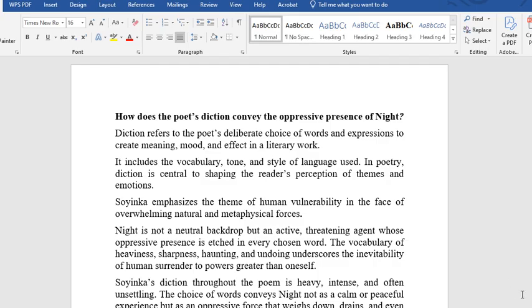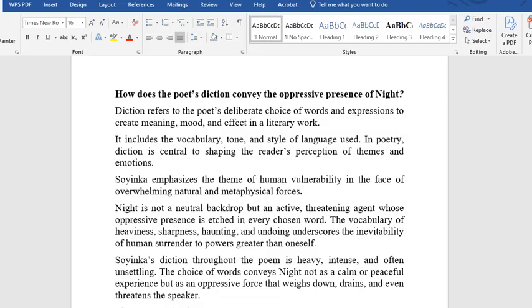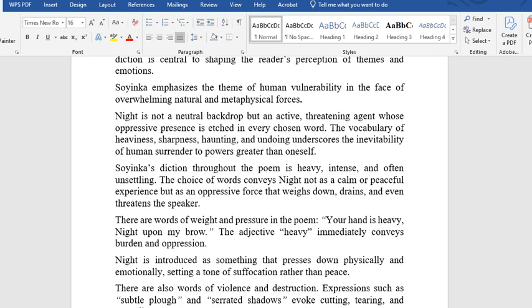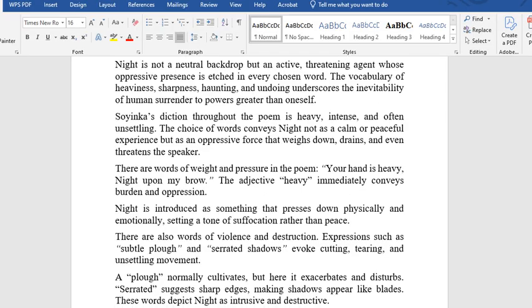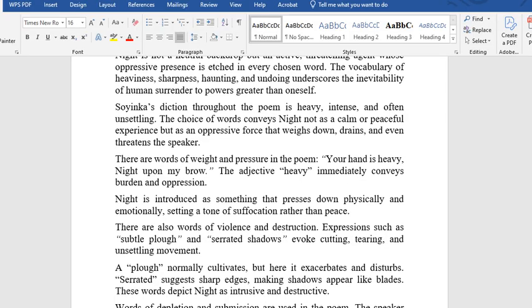Soyinka emphasizes the theme of human vulnerability in the face of overwhelming natural and metaphysical forces. That is relating the question to a relevant theme there. So night is not a neutral backdrop but an active, threatening agent whose oppressive presence is heard in every chosen word. That is the words that are used by the poet there. The vocabulary of heaviness, sharpness, haunting, and undoing underscores the inevitability of human surrender to powers greater than oneself. That is, when a human being surrenders to the power of the night.